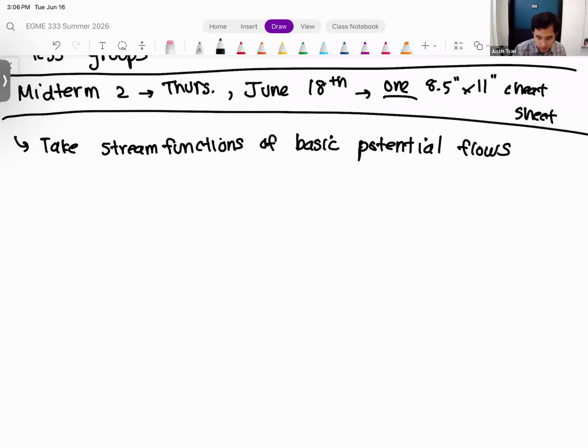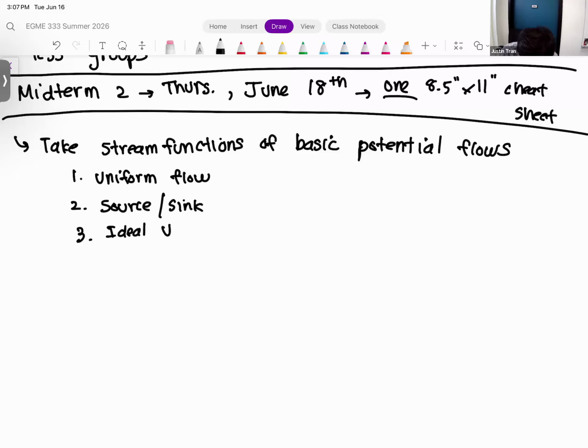And remember, we went over 4 of them. And so, just to remind you, we have uniform flow. We have the source/sink. We have 3, which is a vortex or ideal vortex. 4, we have the doublet. Okay. All right, so each of those basic potential flows has its corresponding psi or stream function.